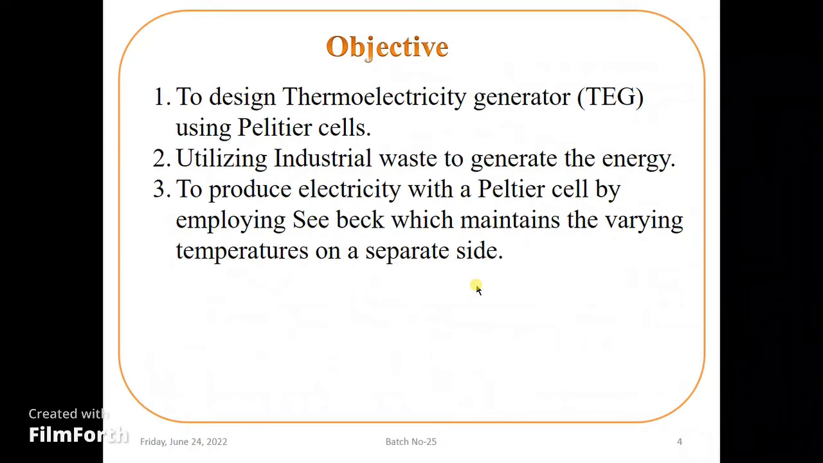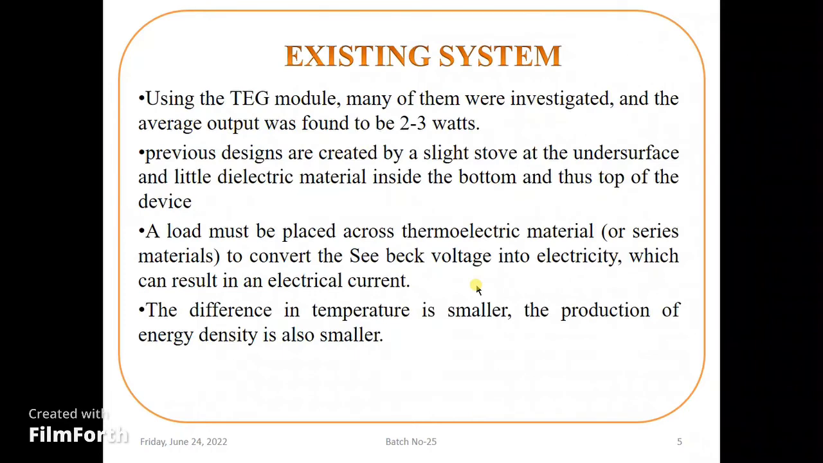The next topic is the objective: to design a TEG. TEG stands for thermoelectric generator, using Peltier cells, utilizing industrial waste heat to generate energy to produce electricity with a Peltier cell by employing the Seebeck effect, which maintains varying temperatures on separate sides. The existing system uses the TEG module. Many of them were investigated and the average output was found to be 2-3 watts.